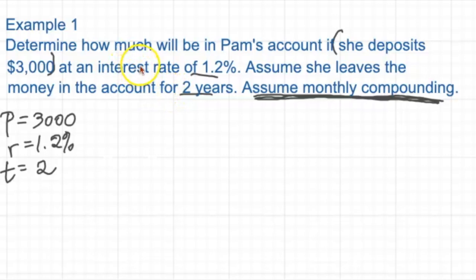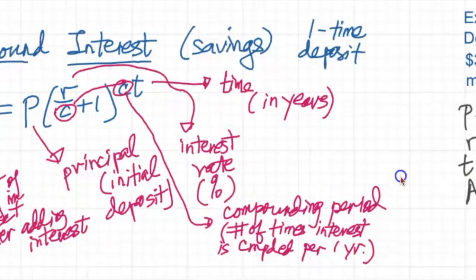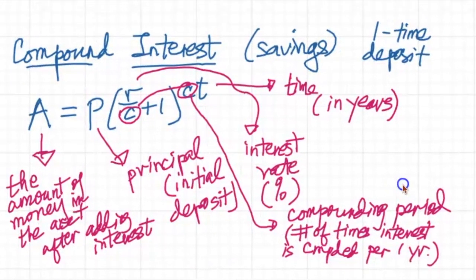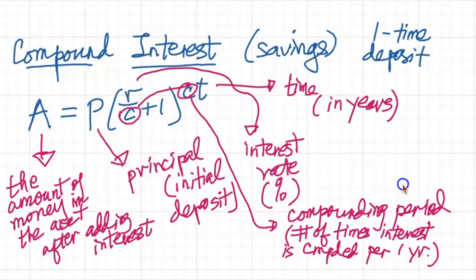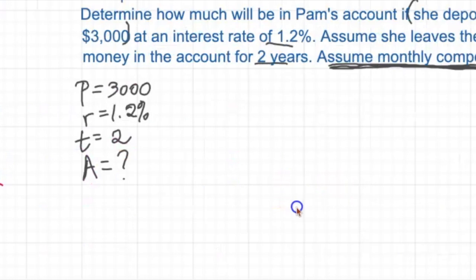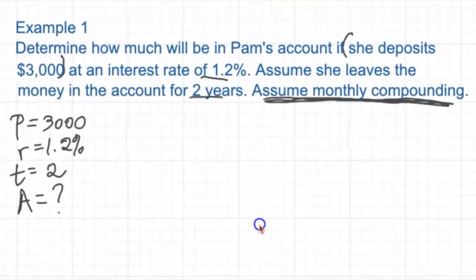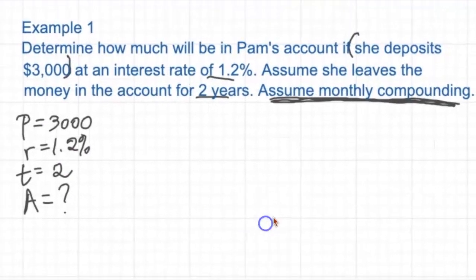So it's a futuristic kind of idea. How much will be in the account? That sounds like A to me: how much will be in the account when it's all said and done? Remember, that's the A. Now there's one other value here that we have to think about, if you remember the equation we looked at, and that is the value of C. You see that C there? It's the compounding period, the number of times that interest is compounded per year. So if we go back here, the clue is: assume monthly compounding.